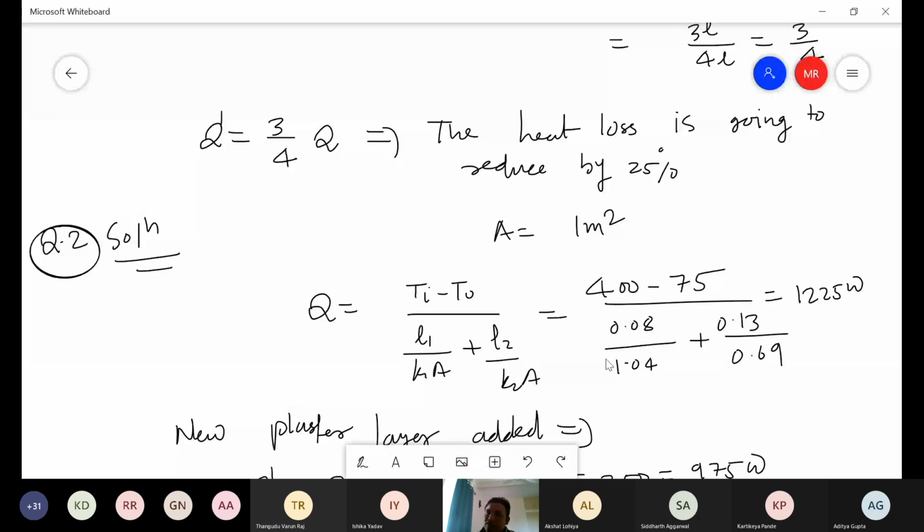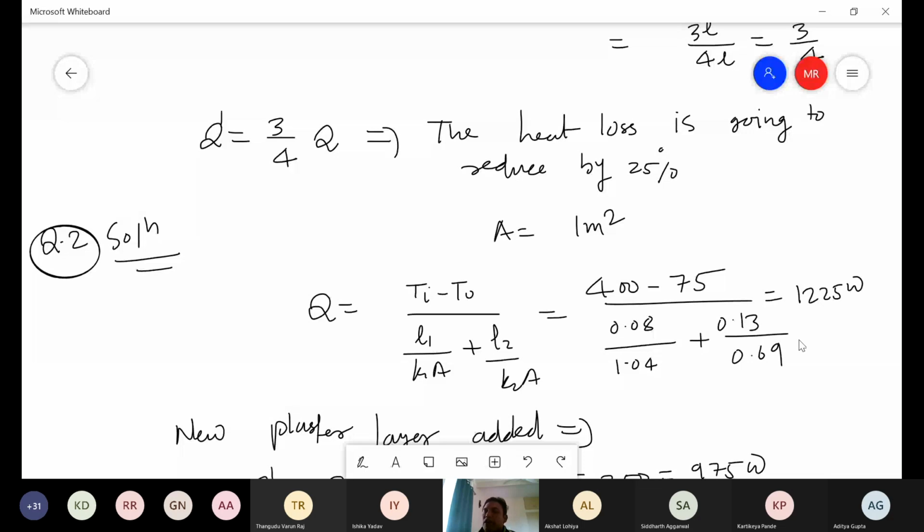So the first layer resistance becomes 0.08 divided by 1.04. Similarly, the thickness of the second layer, the ordinary brick layer, is 13 centimeter. So that becomes 0.13 meter divided by 0.69. So 0.69 is the thermal conductivity of the ordinary brick layer, and the area is same as 1 meter square.